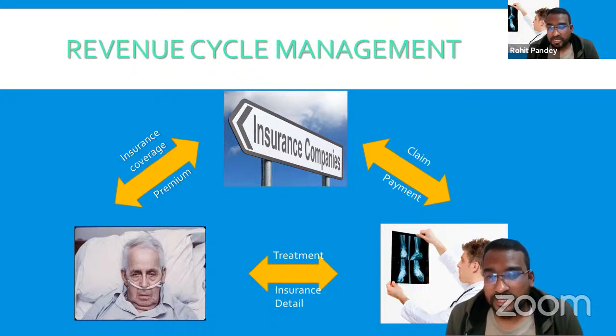And the relation between patient and doctor is that the patient just wants the treatment, based on whatever premium he paid to the insurance company and the diseases covered in the insurance policy, so he will be treated accordingly by the doctor. The insurance company gives the insurance details to the doctor, and reimburses or pays the doctor for whatever treatment was given to the patient.